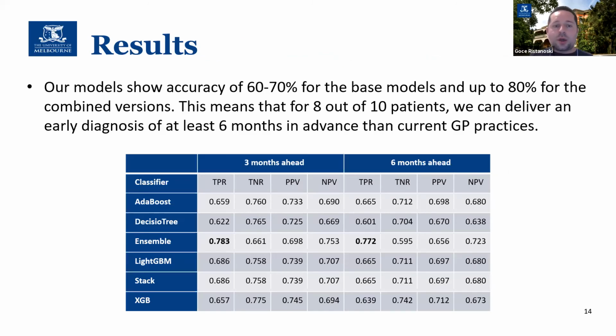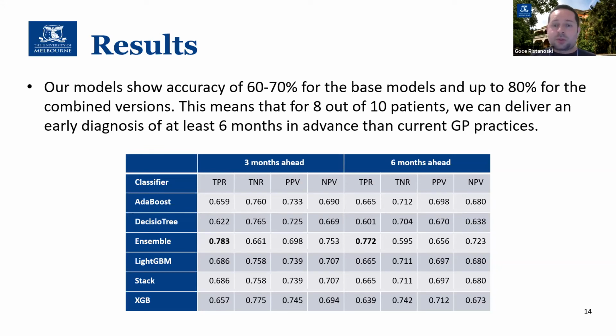And individually, our models show around 60 to 70% accuracy in detecting cancer patients for both 3 months ahead as well as 6 months ahead. That means that for up to 7 out of 10 patients, we will be able to let them know 6 months ahead that they are suspected as cancer patients, so therefore refer them to have additional tests done or maybe to a specialist to see what's happening.